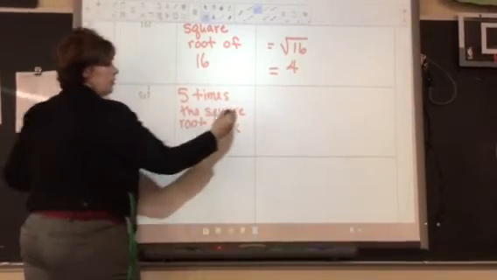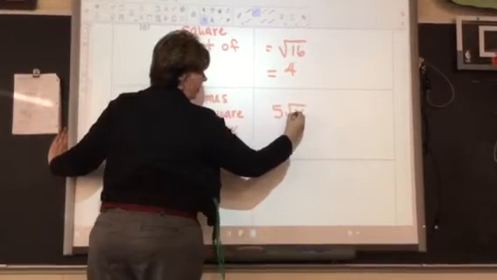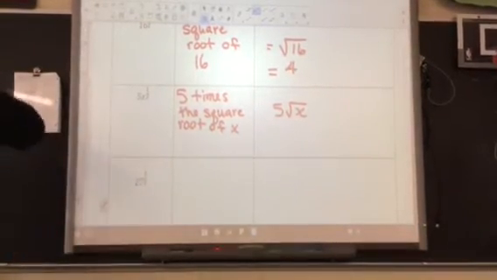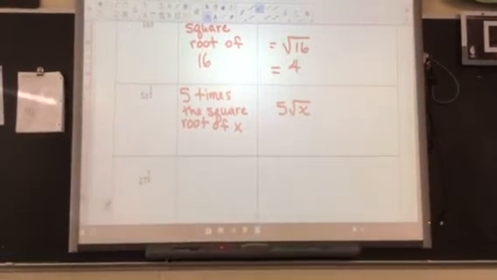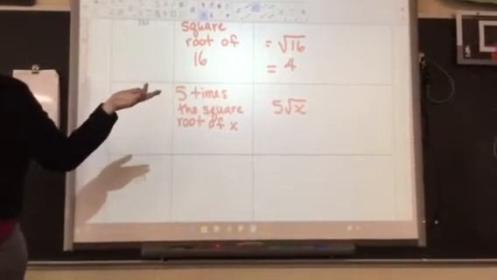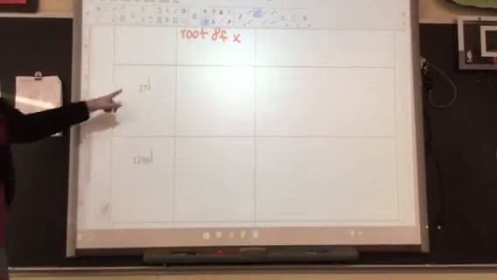Okay, so that's going to look like this. 5 times the square root of x. You don't even have to put a dot or anything in there. You just match the 5 right up to the radical. 5 root x. Can that be simplified? No.